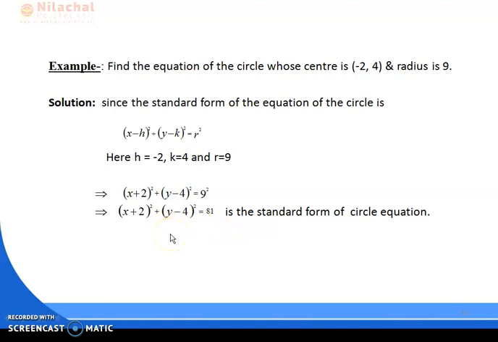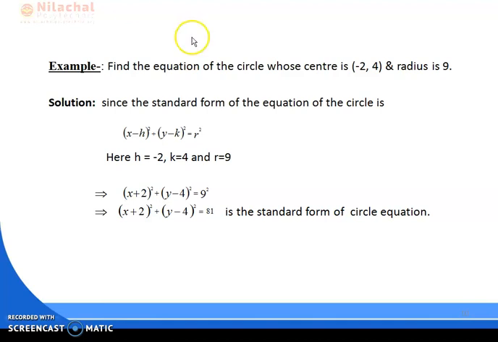Let's see an example. Find the equation of the circle whose center is (-2, 4) and radius is 9. That means the center coordinate is (-2, 4), so the x coordinate is -2, the y coordinate is 4, and the radius is 9. Here we use the standard form of the circle equation, which is also called the center-radius form. Here the center coordinate is given, and the radius is also given.